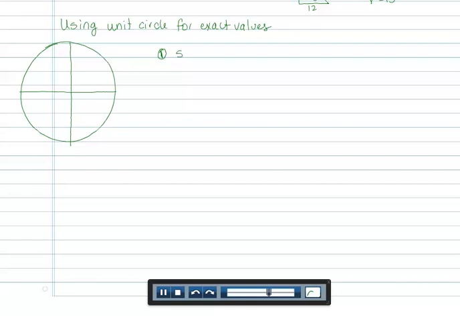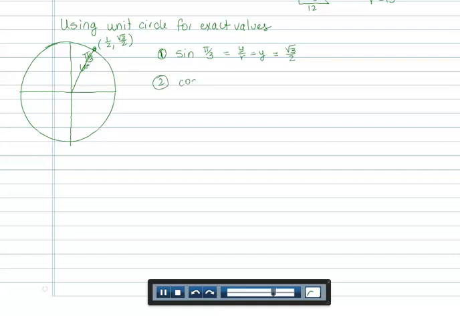Let's say I want the sine of pi thirds. Well, pi thirds happens to be over here, right? Should we say pi over 3? It's also known as 60 degrees. And the point for this one is 1/2, square root of 3 over 2. But what is sine? Sine is y over r. R is 1, so it's just the y value. So my answer is the square root of 3 over 2.